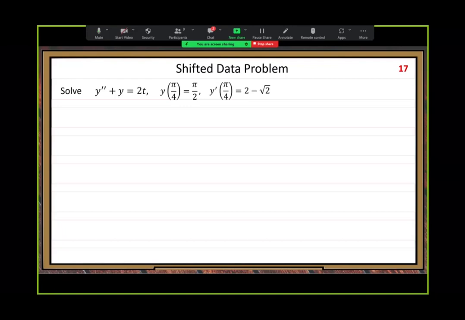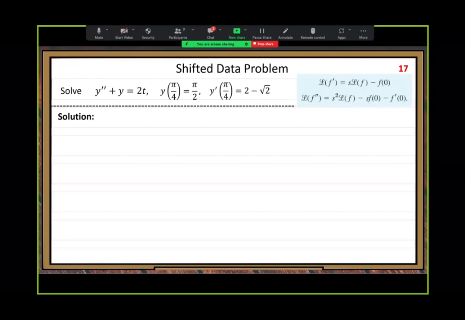The reason is simple. Look at our basic formula. In this formula, we need to use the function value at 0, right? If the function value is given at a non-zero point, can you apply this formula? You cannot apply this formula, right? That's the reason we need to shift it.